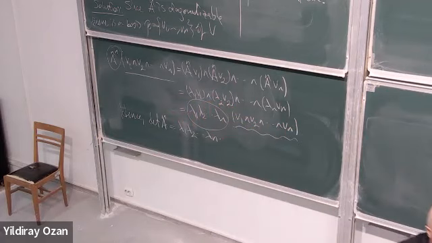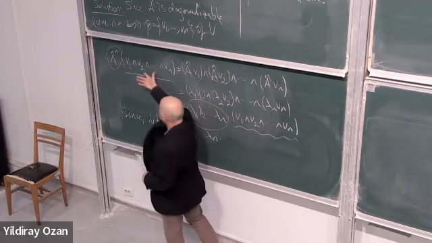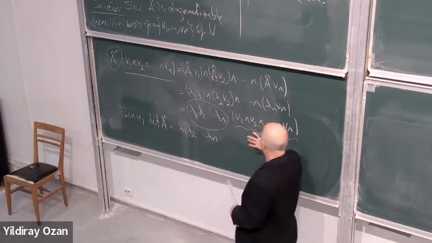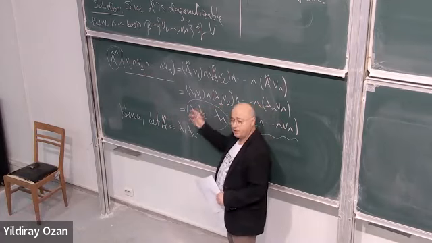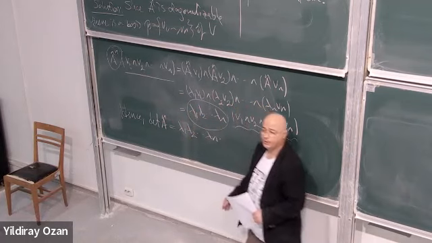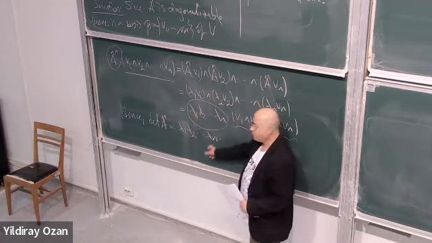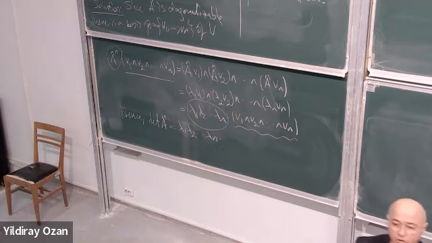Yani volüm elemanını kaç katına getiriyor? This vector is just mapped to that vector times a number. Whatever this number is, it is defined to be the determinant of this linear operator. Therefore, it is. Tamam mı? Doğru.